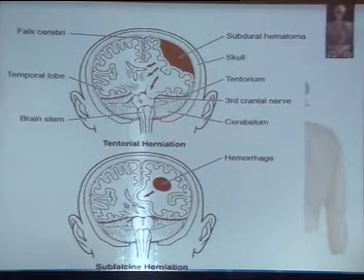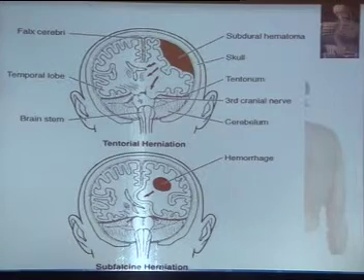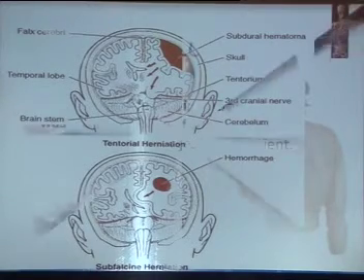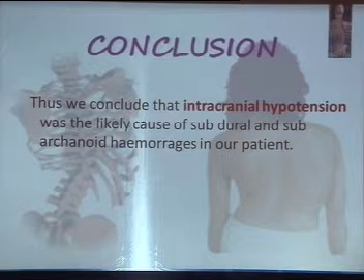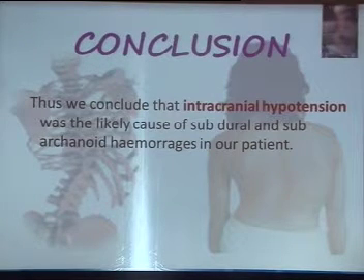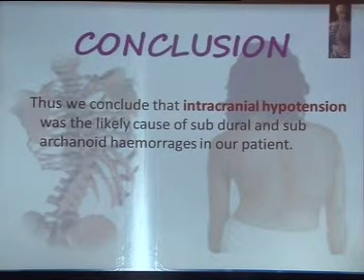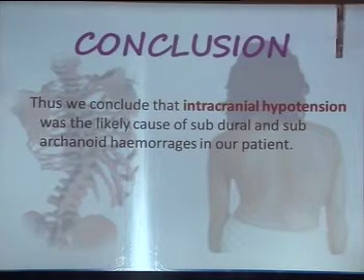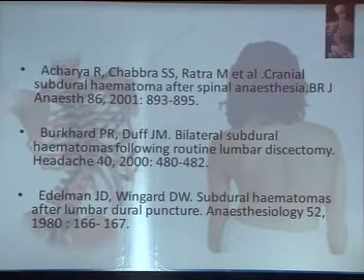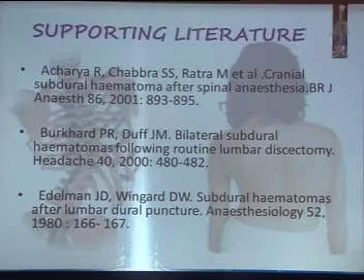This is a pictorial explanation of the subdural and the subarachnoid hemorrhage. Just moving on to the conclusion, we conclude that intracranial hypotension was the likely cause of subdural and subarachnoid hemorrhage in our patient. These are the few supporting literature that is available.